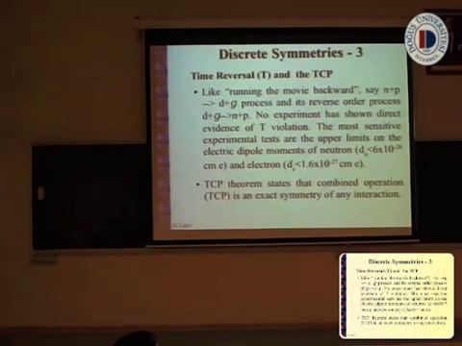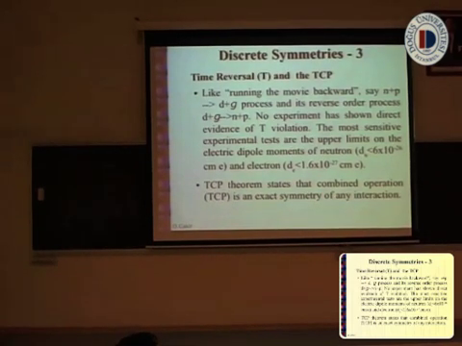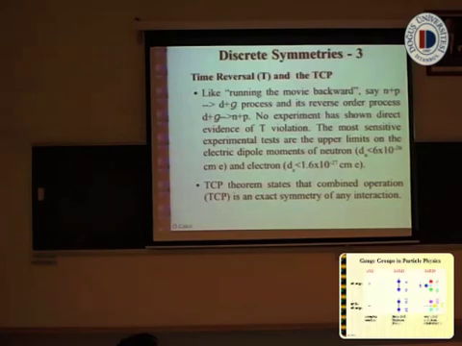But the most sensitive experimental tests are the upper limits on the electric dipole moments of neutron and electron, which are in the order of 10 to the minus 26 or 27. Then the CPT theorem states that the combined operation of T, C, and P, time reversal, charge conjugation, and parity, applied in any order, is an exact symmetry of any interaction.